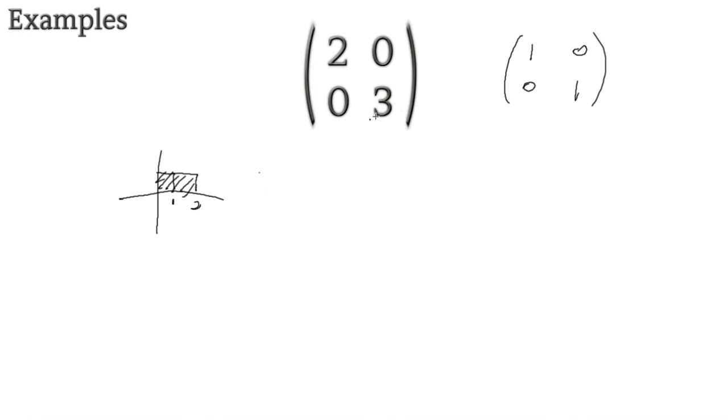But bear in mind you also have another stretch factor of 3 in the y direction, so you actually have a 3 on the y-axis. So instead of a unit square, if you transform a unit square by 2, 0, 0, 3, you get a rectangle with height 3 and width 2. Yeah, nothing much else to say, to be honest, for stretching.